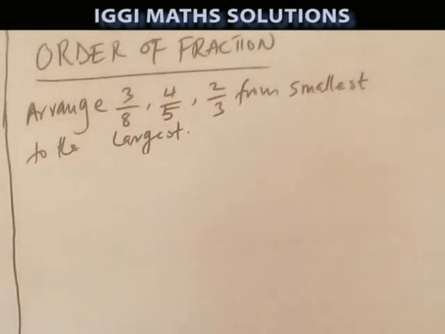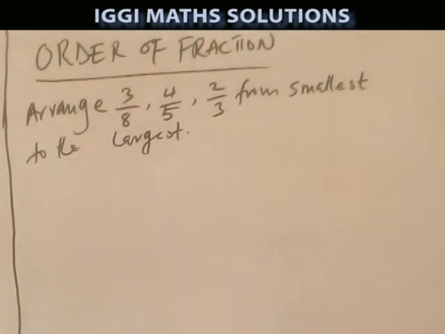In our previous class, we learned how to arrange fractions from smallest to largest using one of the three methods I mentioned earlier, which is making the fractions equivalent and comparing the numerators so that you can identify which one is the smallest or the largest.